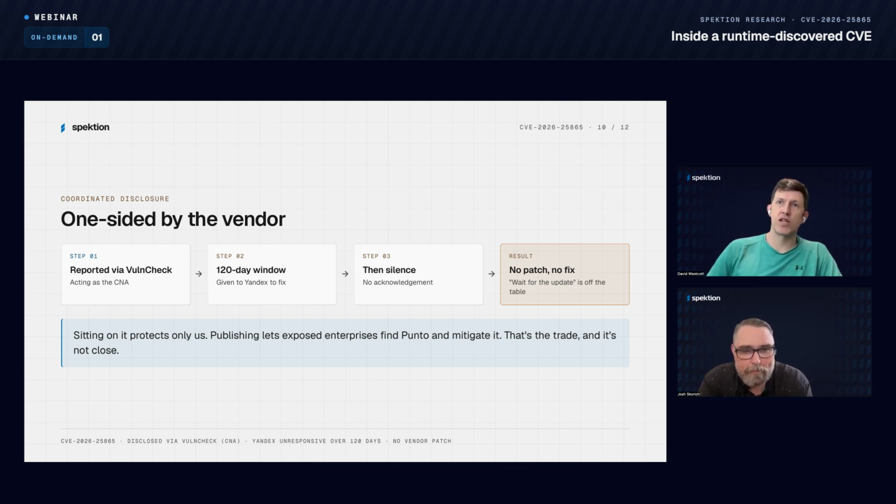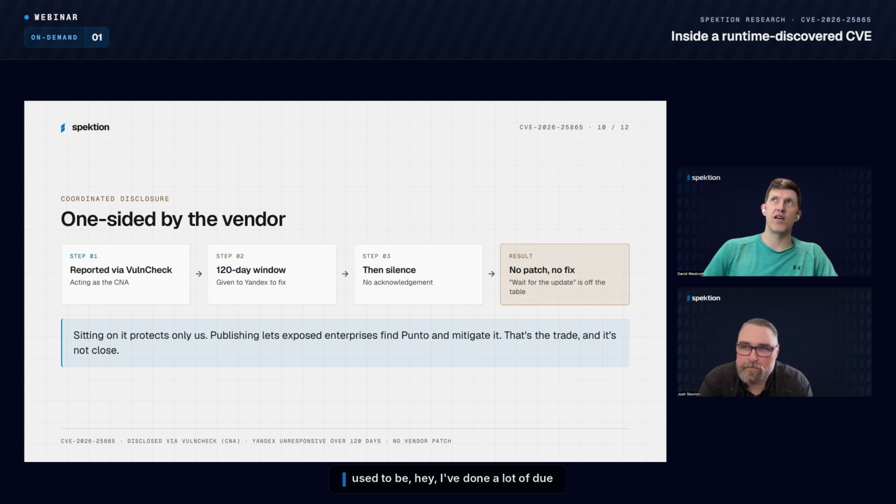Yeah, we worked with VulnCheck. VulnCheck's our CNA, who helps talk to the vendors and do the CVE part. I've worked with the CVE process on both sides now, both as an exploiter and now trying to do responsible disclosure as a vendor. And I think the AI is just flooding the process.